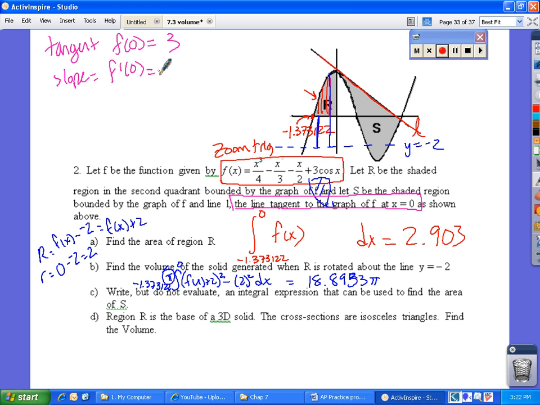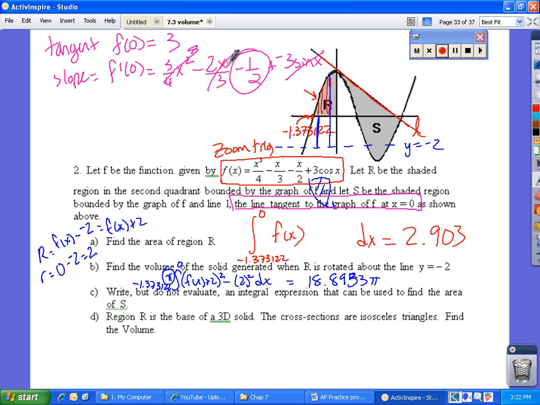So let's take the derivative of this. The derivative of x cubed is 3x squared, so it's 3/4 x squared, minus, this is x squared over 3, I believe, so that would be 2x over 3, minus 1/2, because this is 1/2 times x, plus the derivative of cosine is negative sine, so negative 3 sine of x. If you plug 0 in for x there, this is going to be 0, this is going to be 0, this is going to be 0. So all we have left is our negative 1/2.